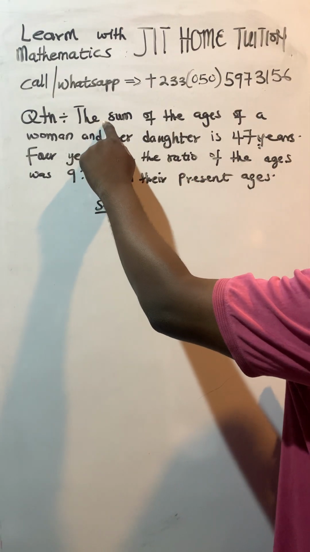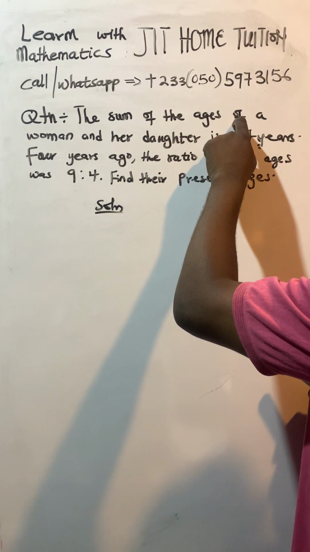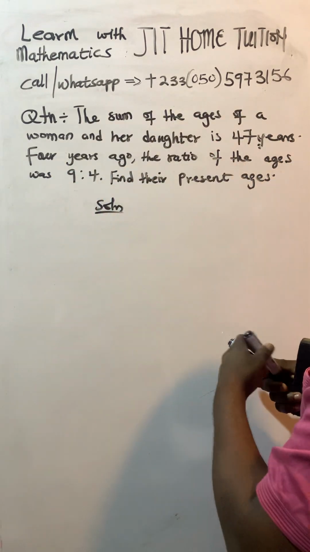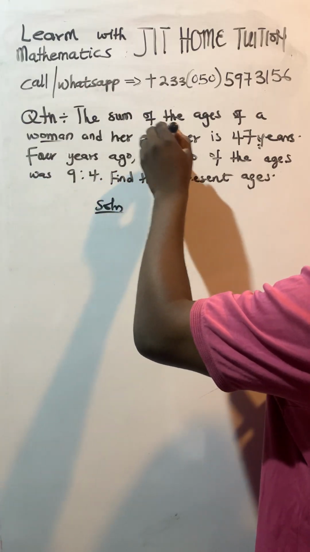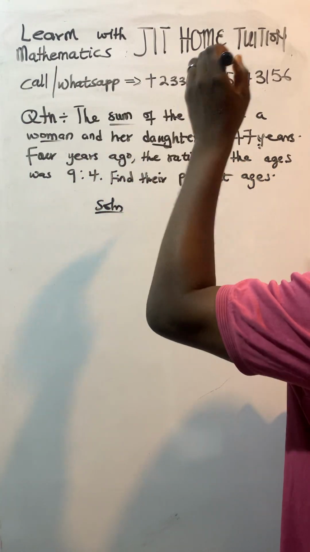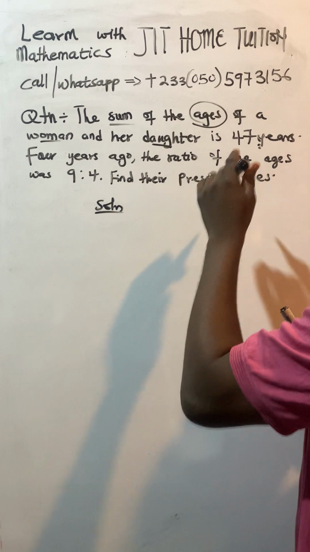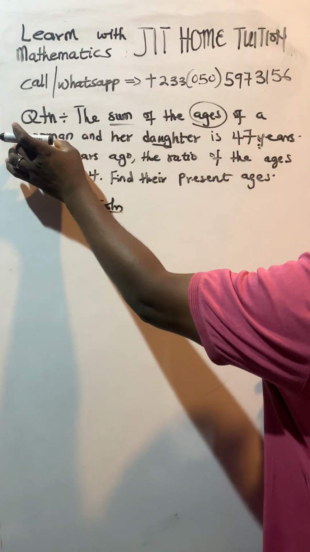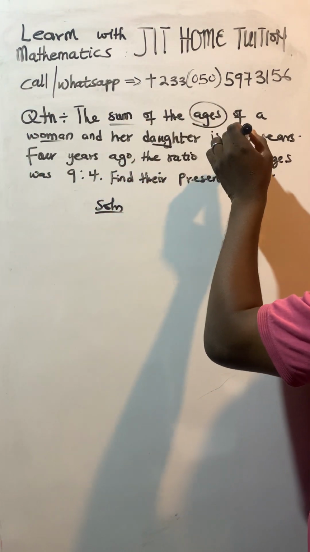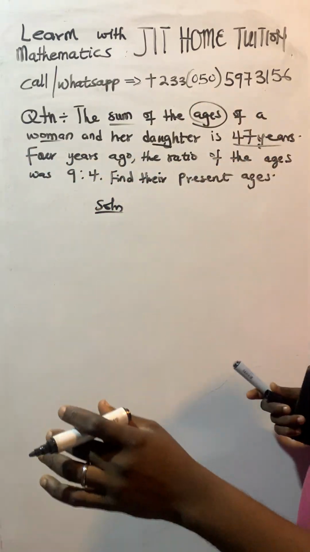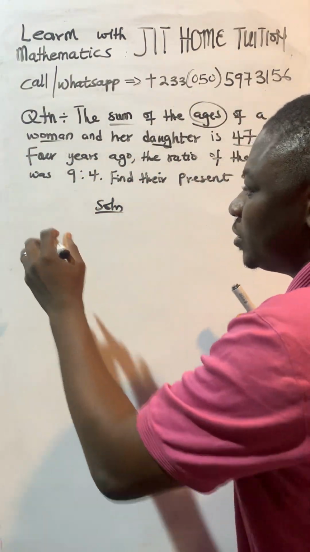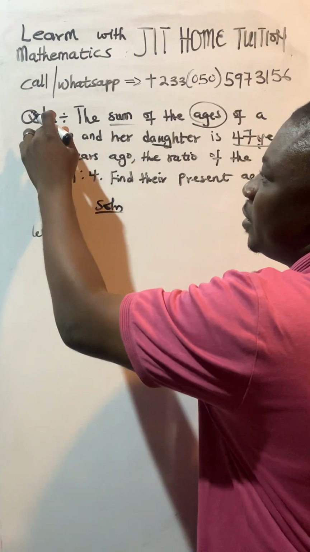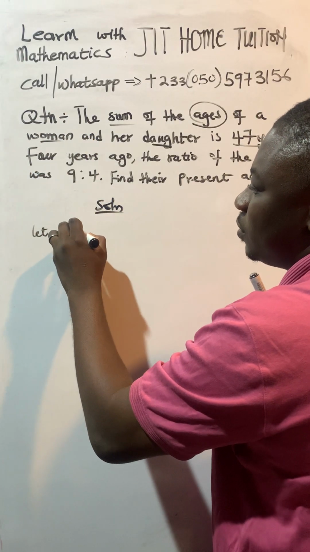So the question is saying that the sum of the ages of a woman and her daughter. So what you need here, the woman and her daughter, the sum, all right? But we don't know. The question is saying that when you put the age of the woman and that of her daughter, the total or the sum should be equal to 47.